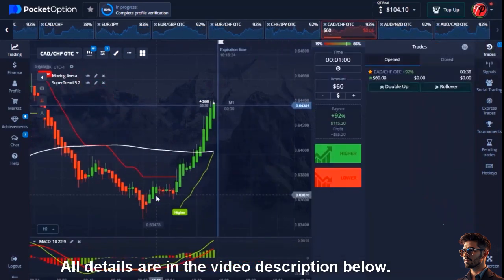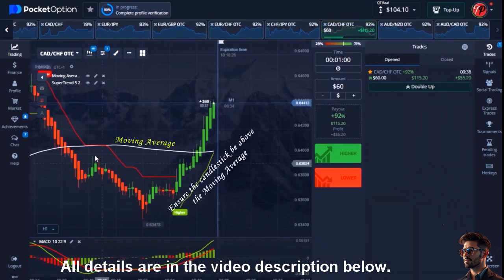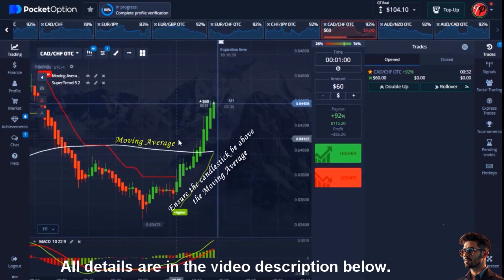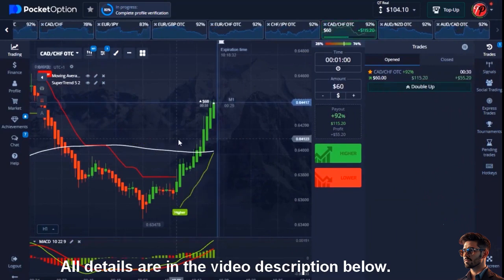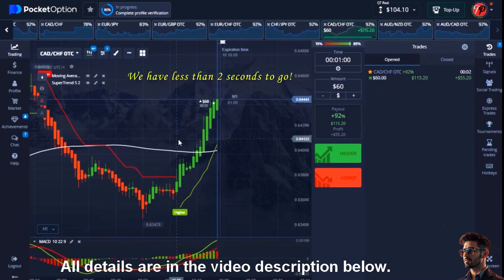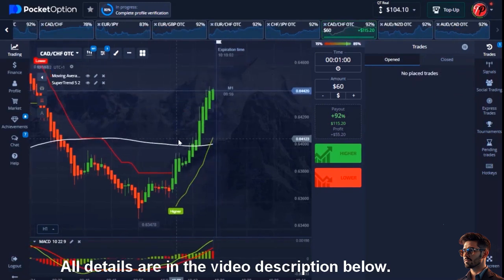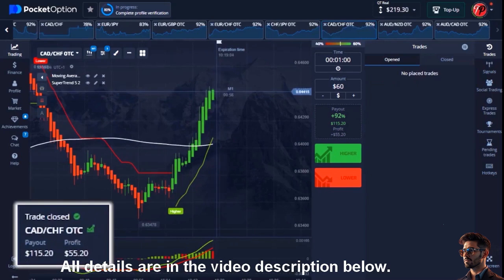Alright. Another thing is to make sure that you have the candlestick above the moving average, like I do say. So make sure it happens before you enter a trade. So guys, let's wait and see. This is going to be a good one. Alright guys, we have less than 2 seconds. Alright, a good one here guys. We're in the money on that.